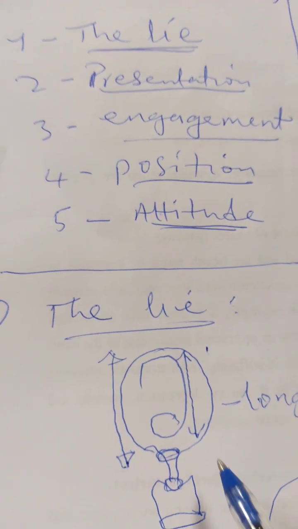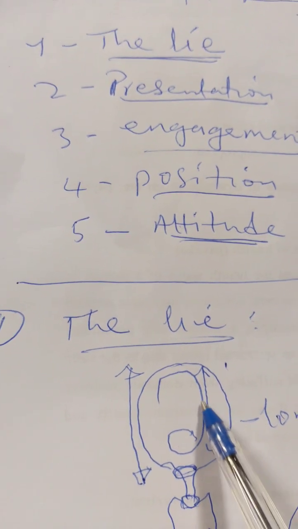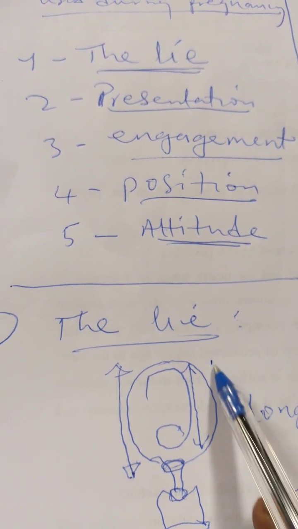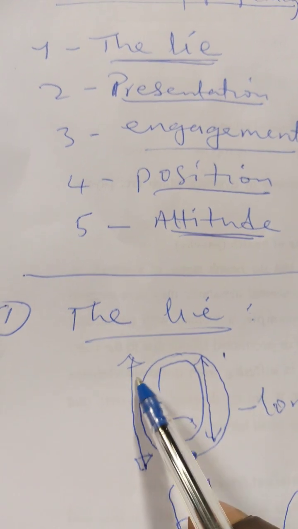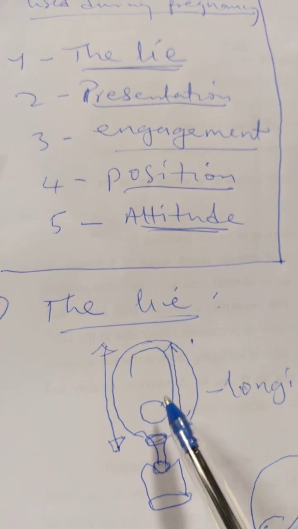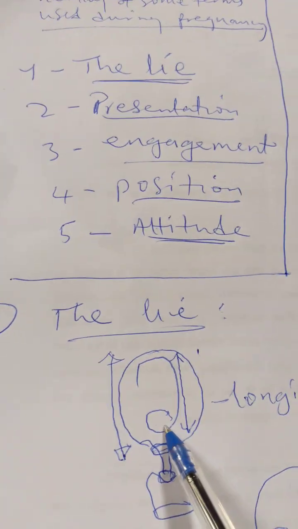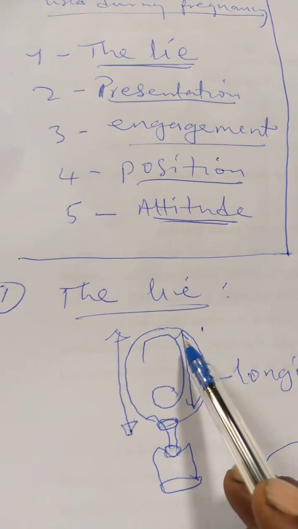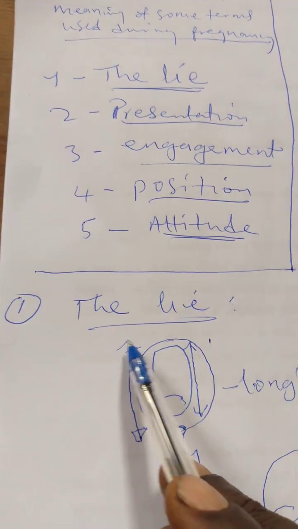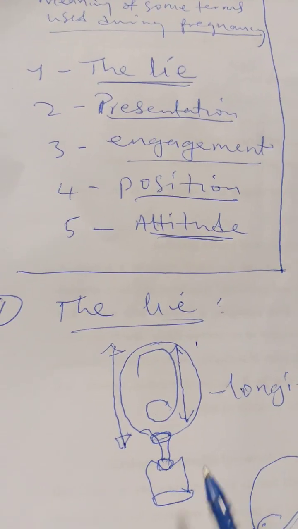We define the lie as the relationship of the long axis of the fetus to the long axis of the uterus. The uterus, up along the long axis, is like so. And the baby lying inside there, the long axis of the baby, even though the baby is curved, the long axis is still in the same direction. This is the long axis of the fetus, and it is lying parallel to the long axis of the uterus, meaning it is lying in the same direction as the long axis of the uterus.